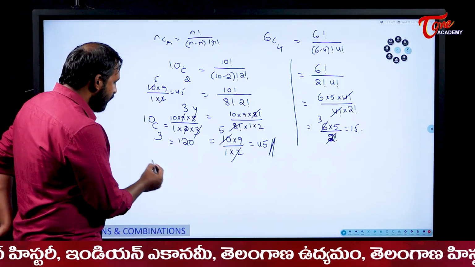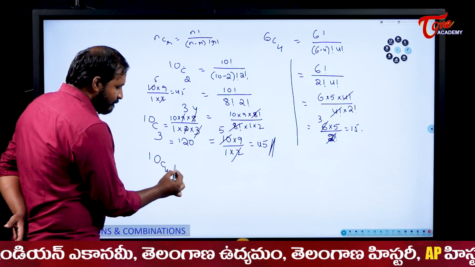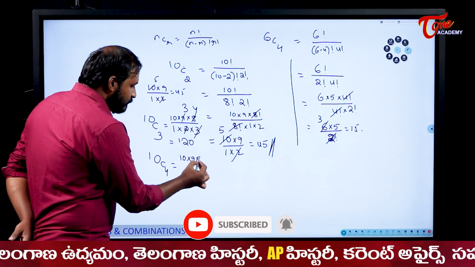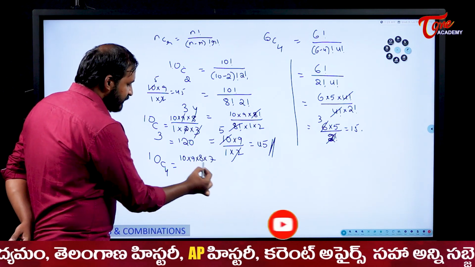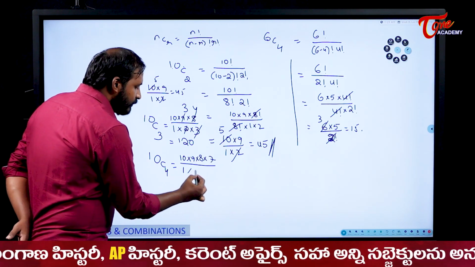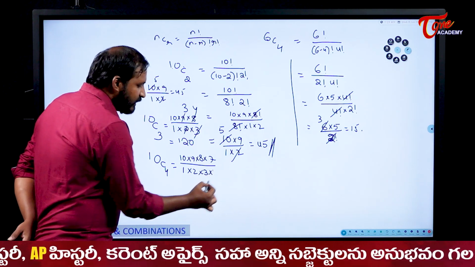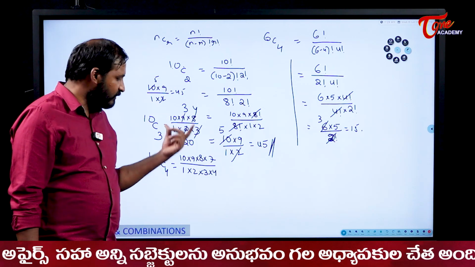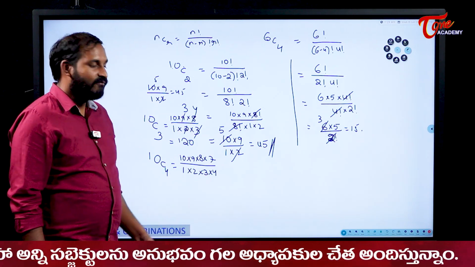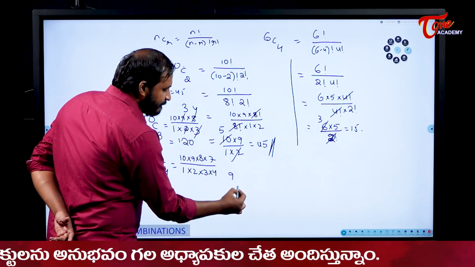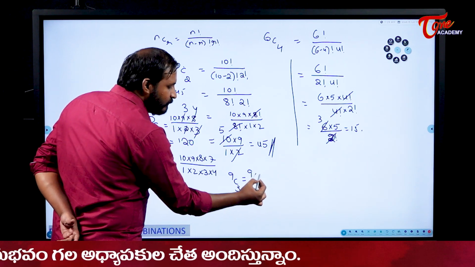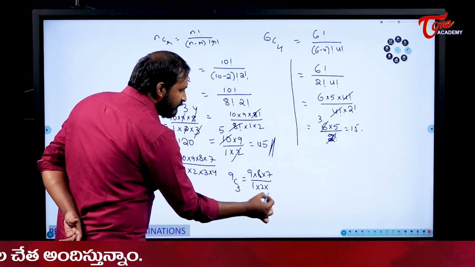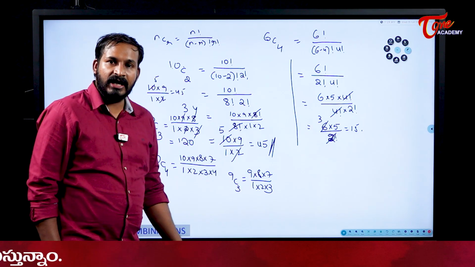For example, if I want 10C4, what will I do? 10 into 9 into 8 into 7, reduced for 4 times, by 1 into 2 into 3 into 4. Understood, students? So if you want to find 10C2, 10C3, 10C4, this is what we do in general. For example, if I want to find 9C3, I write 9 into 8 into 7 by 1 into 2 into 3.